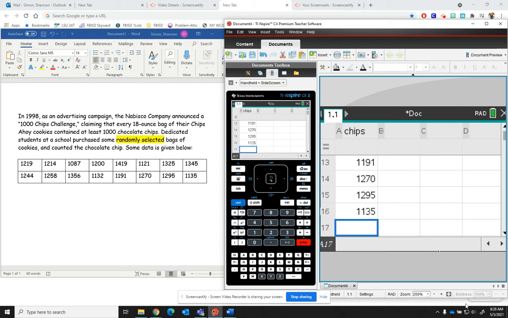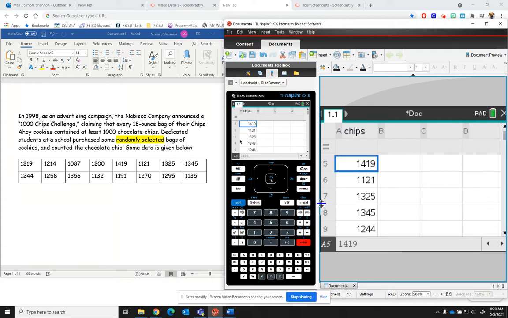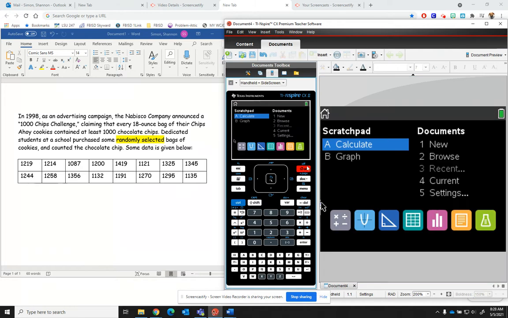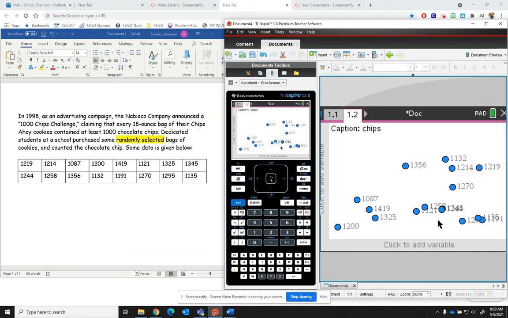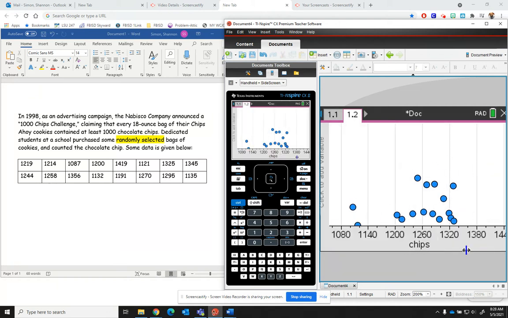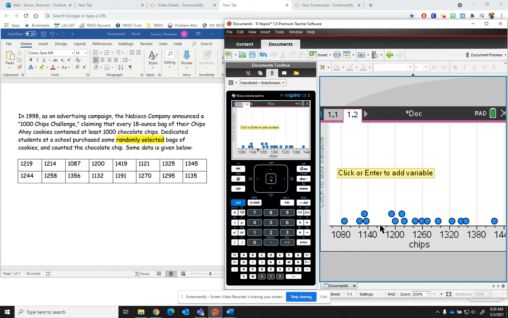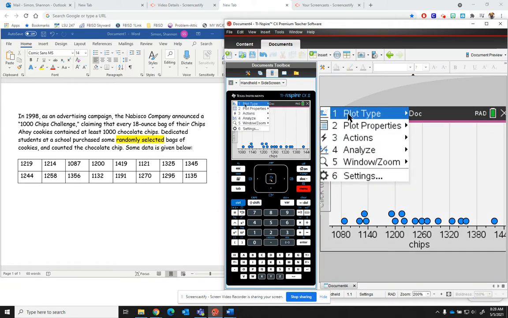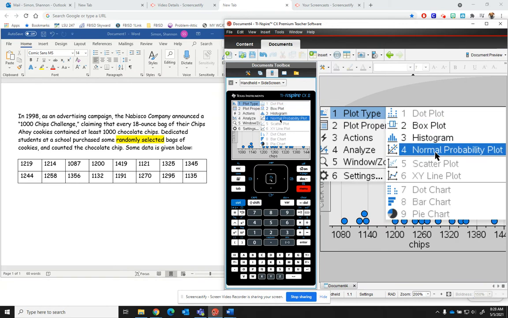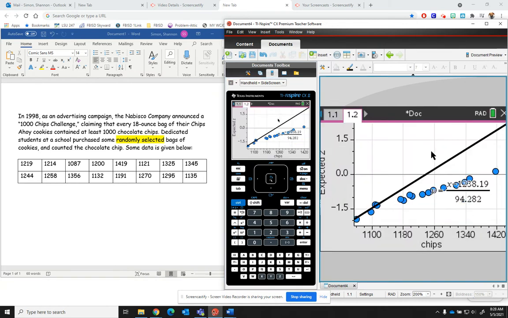All right, now that we have these typed in, the next thing we want to do is go ahead and assess the normality. So to do that, we need to make a graph. In order to do a graph, we're going to add a data and statistics. And if you notice, it'll set up like this, and it'll say click to add a variable. You're going to click here, and I want to add my chips variable, just like this. And now I want to change this plot type. So to change the plot type, I'm going to go menu, number 1, plot type. I'm going to change it to the normal probability plot, which is number 4.